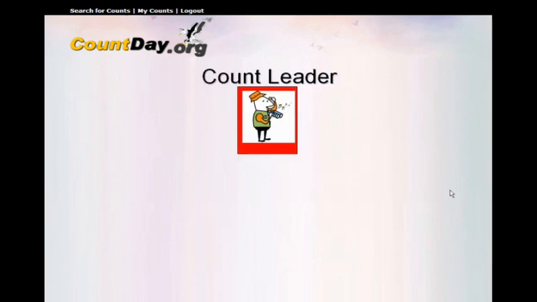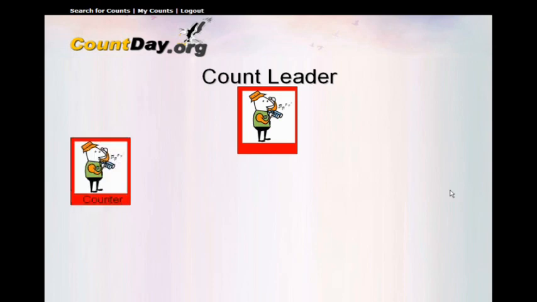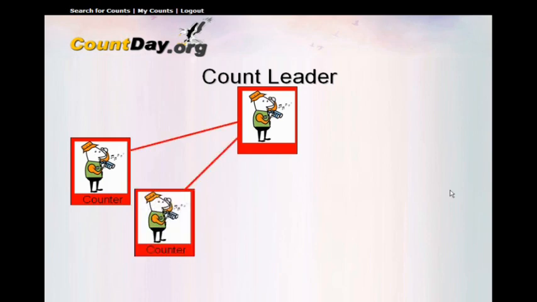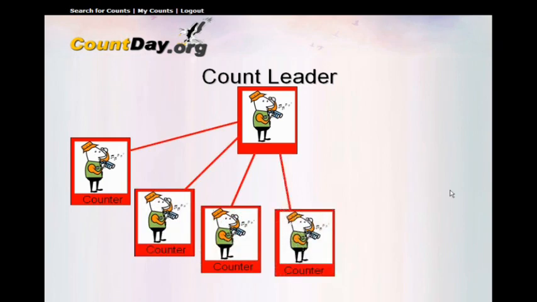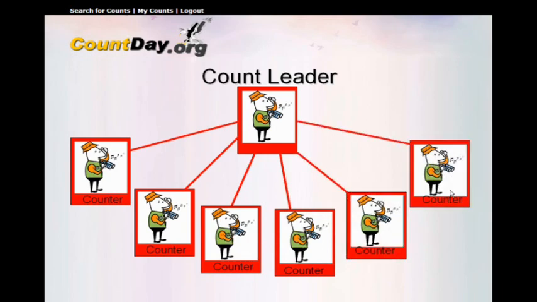Essentially, you start with a count leader. Does not have to be the compiler of, say, a count, but someone needs to become the count leader for a count. And essentially, you get counters who will submit requests to the leader to be included in their count. And once that leader approves the counter, that links the two together. And you simply continue to add counters, and they are linked for the day of the count.